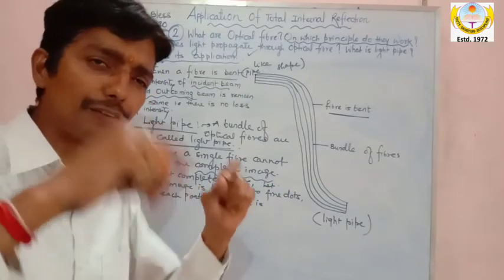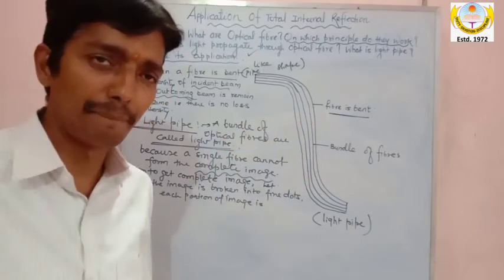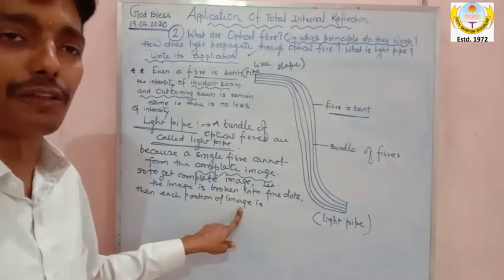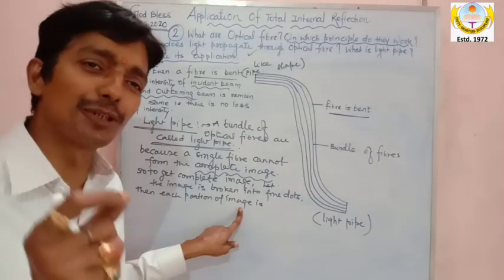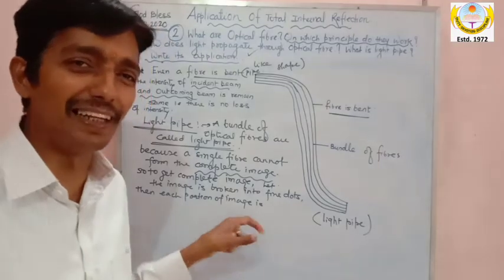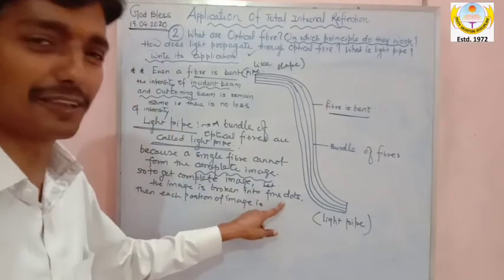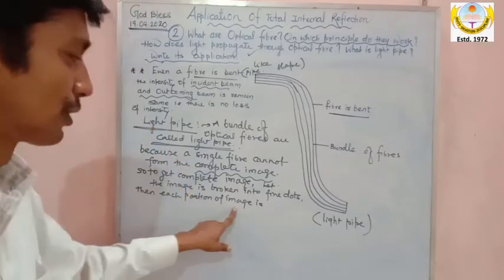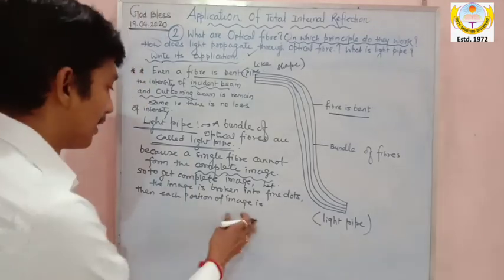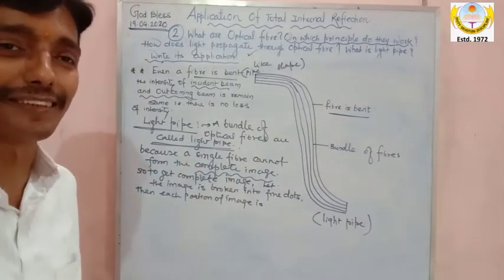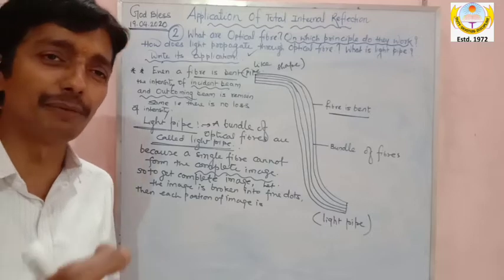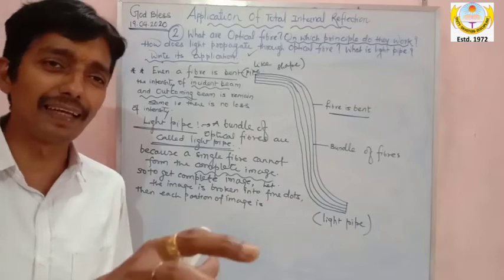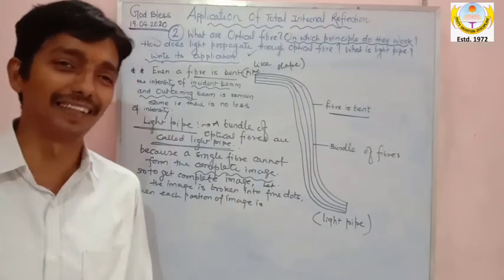I have broken an image into fine small dots. See, then each portion of the image, my dear, each portion of these dots, because I have broken the image into a number of dots, will be observed by a separate fiber. Each portion of the image will be seen through a separate fiber. And this way the complete image can be seen, my dear.